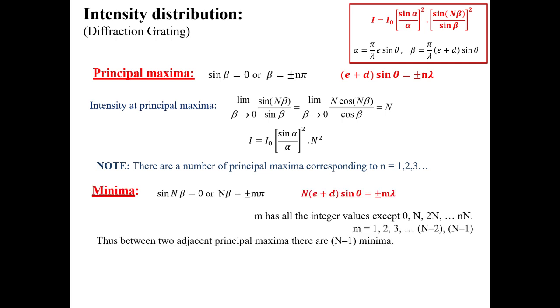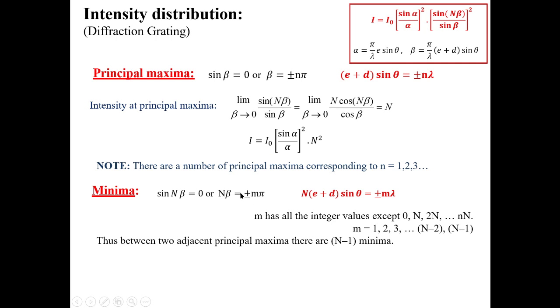If we talk about the minima, meaning minimum intensity, that minimum intensity will be given by sin N beta equal to 0. So if sin N beta equals 0, this N beta will again be plus minus an integer times pi. Previously, for principal maxima, this was beta equal to integer times pi. So there is a difference between this n and this m.